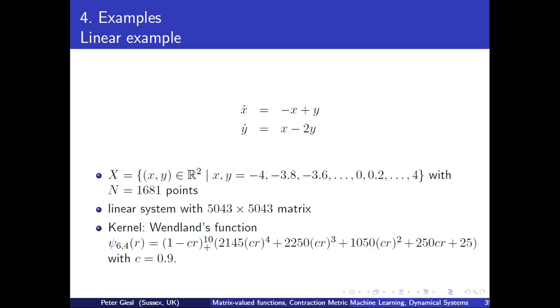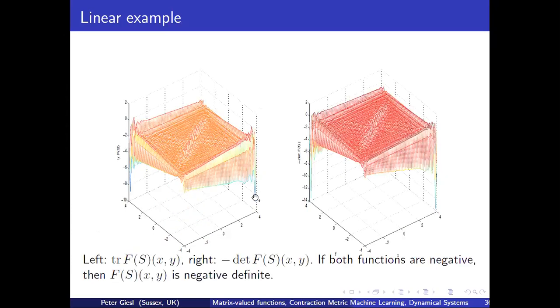Let's start with a very simple example where we can also look a little bit at error estimates. So this is a linear example, very simple example with a stable equilibrium point. We take these points, 1,600 points, and the linear system is a matrix of this form because it's the number of points times the number of degrees of freedom for a symmetric matrix, so 3 in this case, in a 2x2 matrix. As kernel, we take this Wendland function, and it's a scaled one, so we have this constant c in here. And these are the results.